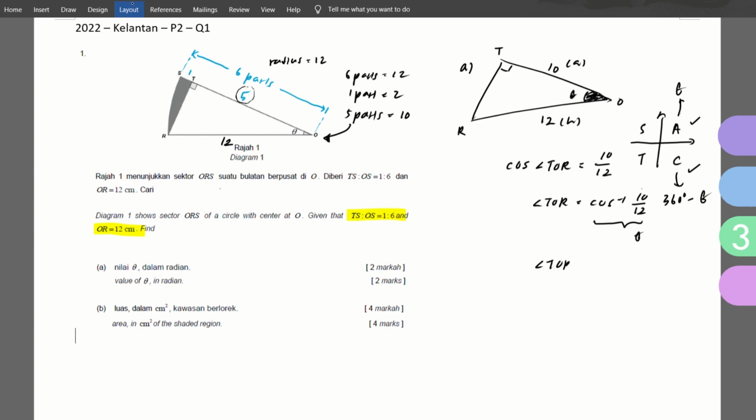So here, you'll get two answers, which are 33.56 and 326.44. So we need to choose one, but it's very obvious that 326 is not possible because the maximum angle for a triangle is 180. So the answer would be 33.56, but we still need to convert this degree into radians. So make sure it's in 4 decimal places for accurate results.